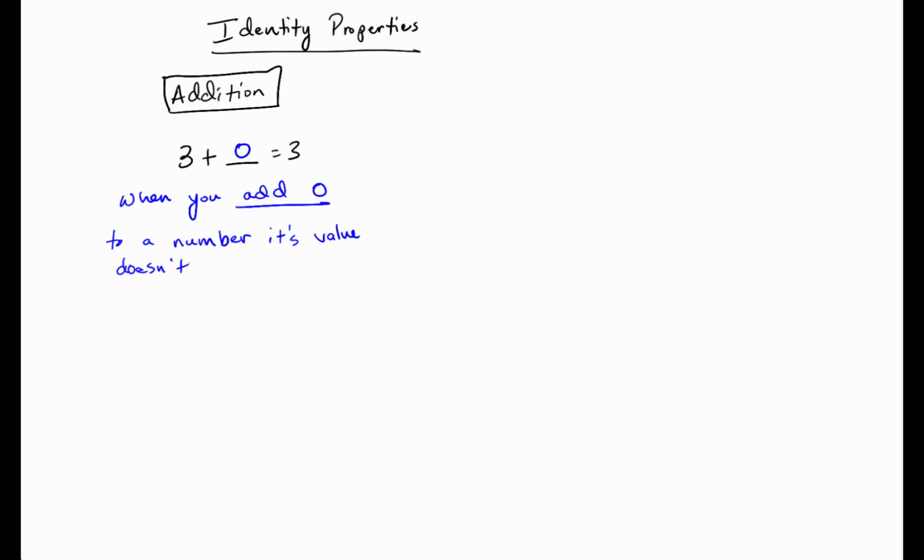3 plus 0 is equal to 3. This ends up being really, really important when we get into solving and, just in general, okay? 0 is the addition identity.